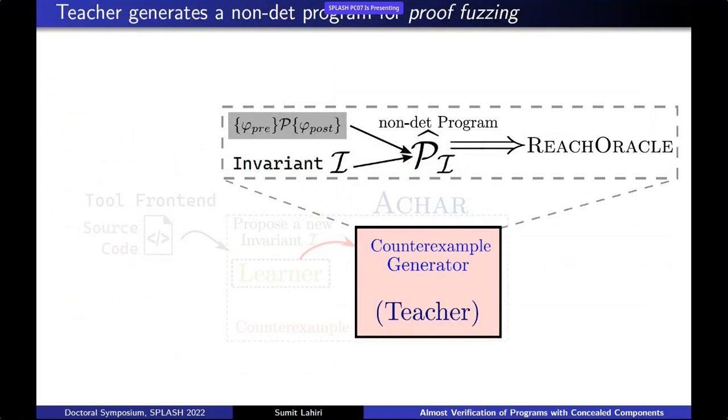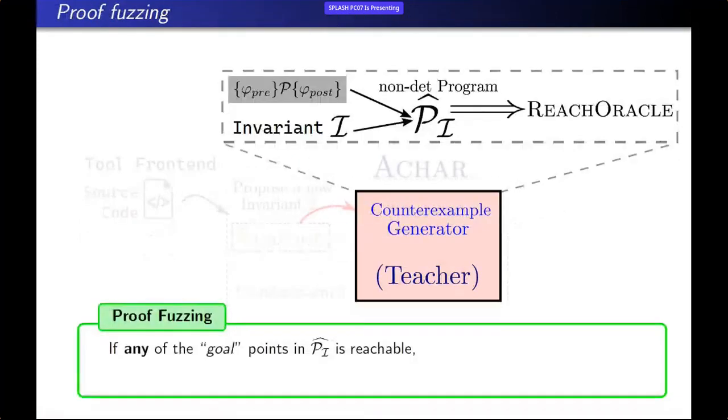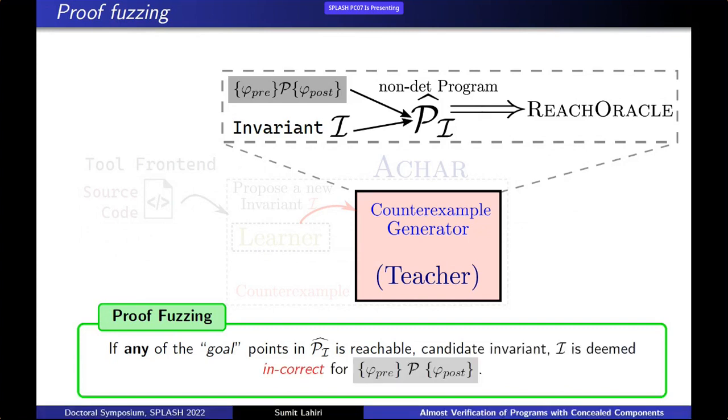What we did is that we took the specifications along with the program and the candidate invariant from the learner, and converted it into a non-deterministic program. The way we encode this non-deterministic program is that it contains a few goal points, and the way proof fuzzing works is that if any of the goal points in this non-deterministic program, which is a proof of the actual original program P, is reachable, then we say that the invariant is incorrect for the given program and the specification. However, if none of the goal points are reachable for a given invariant, then it can be deemed almost correct.